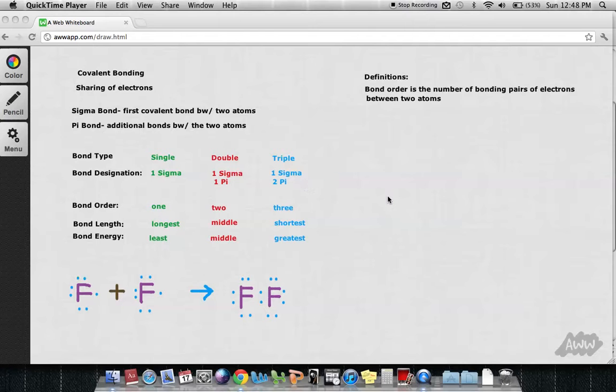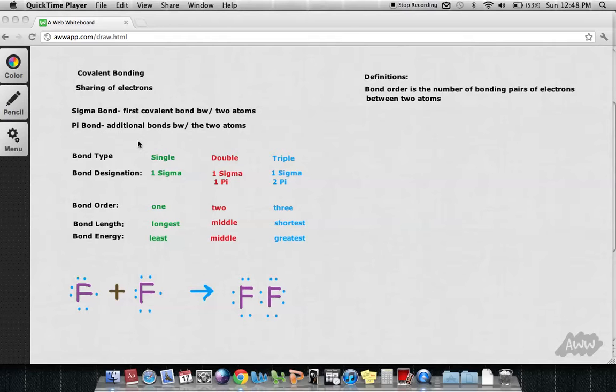The chart right here above is showing the different examples of single, double, and triple bonding and what each of these entail. First of all, this is not something you probably learned in Chemistry 1, but in Chemistry 2 there are something called sigma bonds and pi bonds. Sigma bonds are basically the first covalent bond between two atoms, which is the single bond. And the pi bonds are the additional bonds between the atoms.